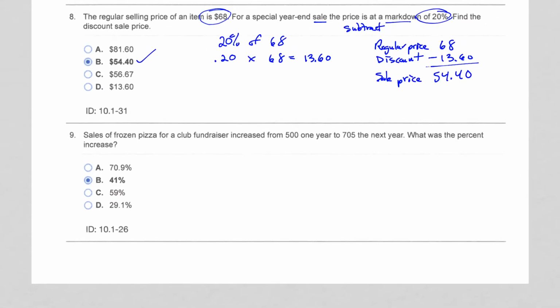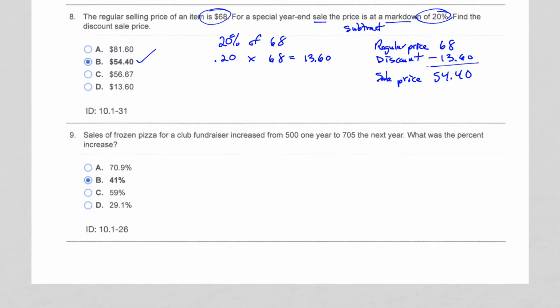Okay, next we have number 9. Sales of a frozen pizza for a club fundraiser increased from 100 one year to 705 the next year. What was the percent increase?